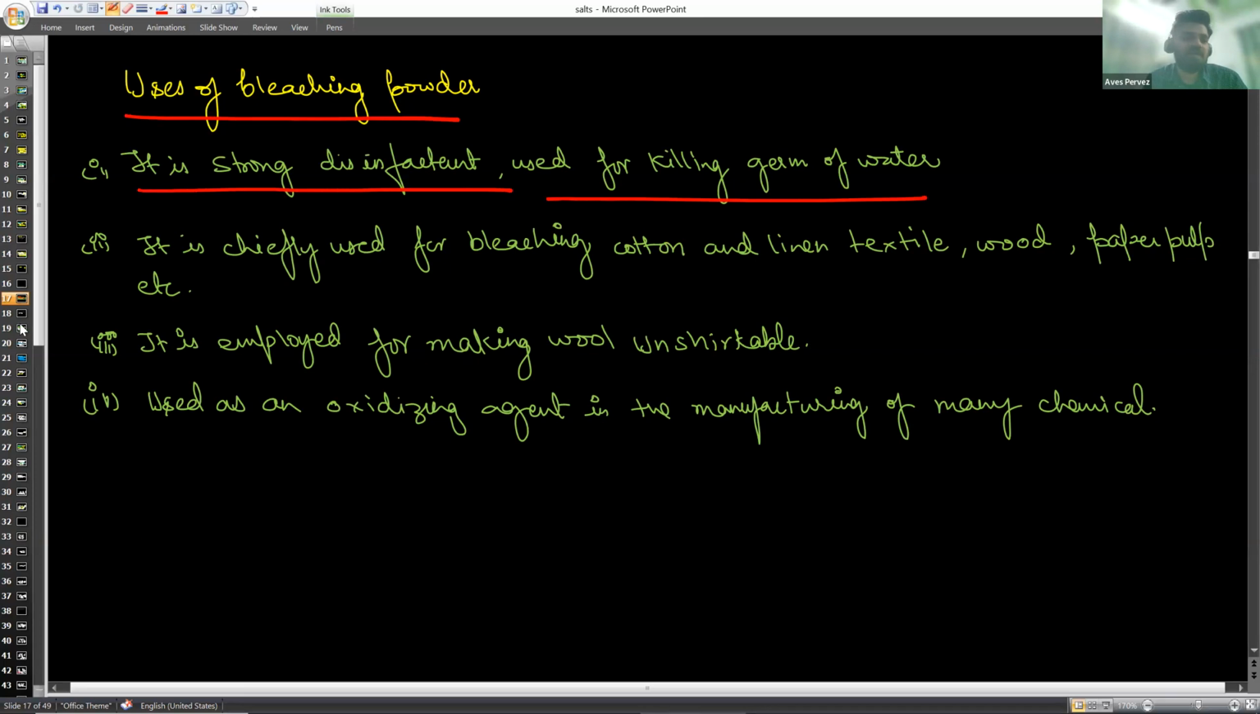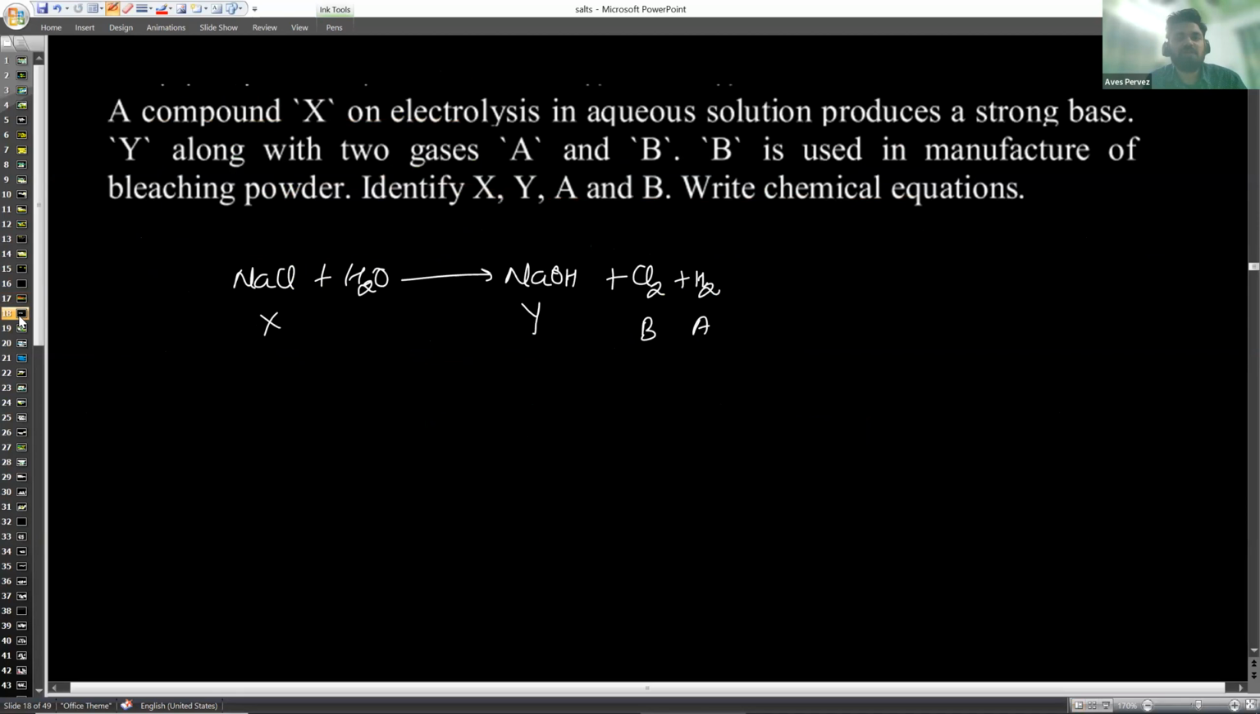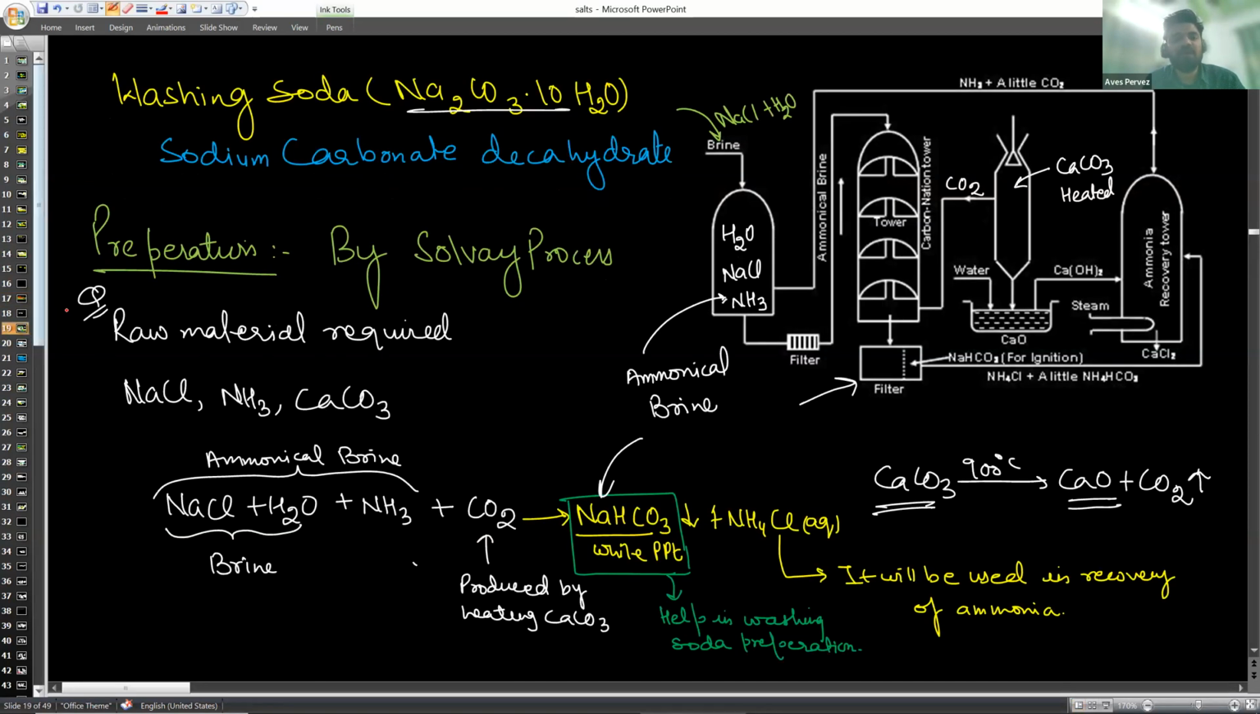Okay, taken. So next is the next salt. This question we have done in the previous class. Now the next salt is actually washing soda. Washing soda is prepared by the Solvay process, and it is actually sodium carbonate decahydrate.